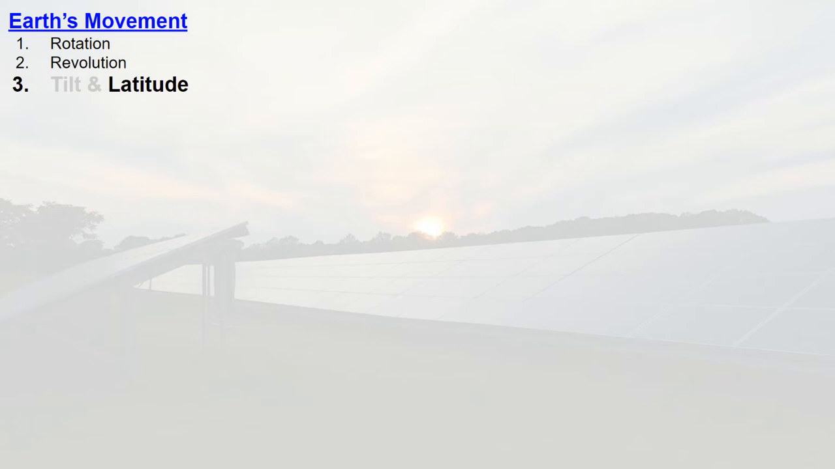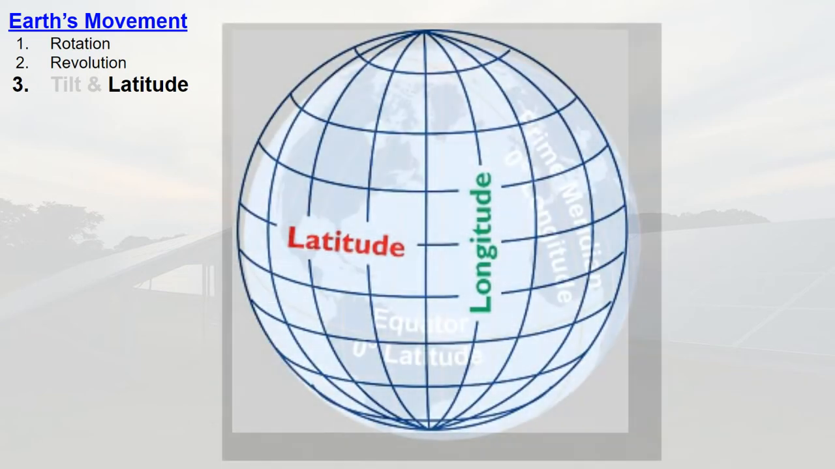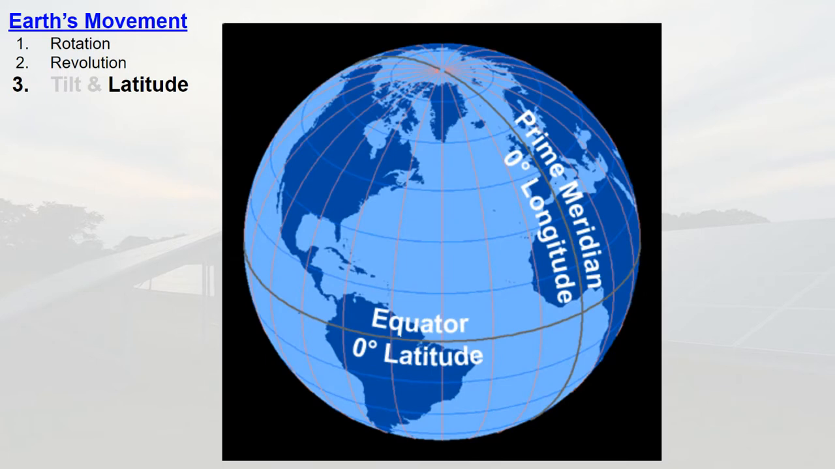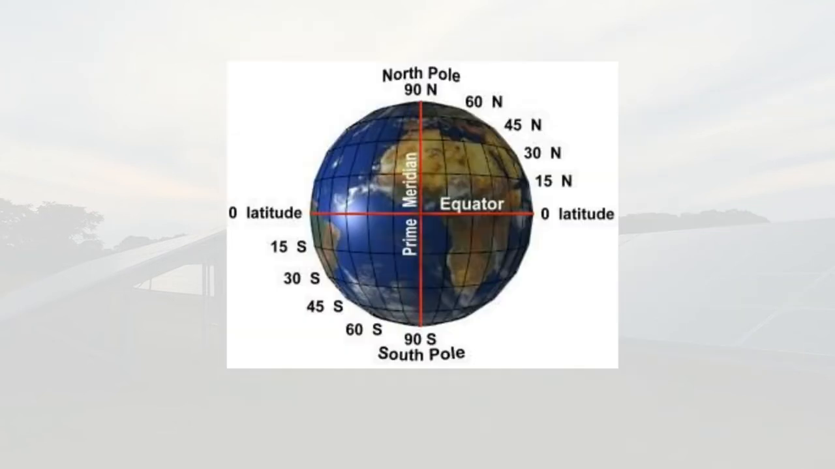Remember those lines that go left to right on the globe? Latitude. They start at 0, called the equator. Where you are at on those lines also factors into temperatures. Let's watch a video clip that explains latitude and longitude and its movements more in depth.